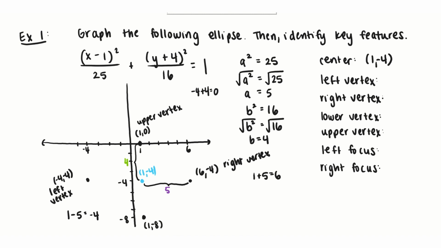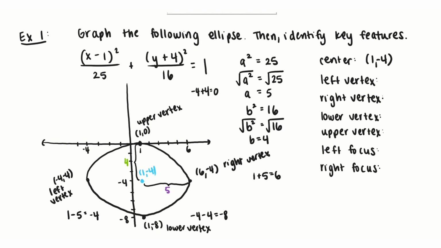We can also see here that I started with my center point, which had -4, and I subtracted 4 to get -8. Okay, and now you just go ahead and you connect all of the vertices together. All right, and this one down here was our lower vertex.